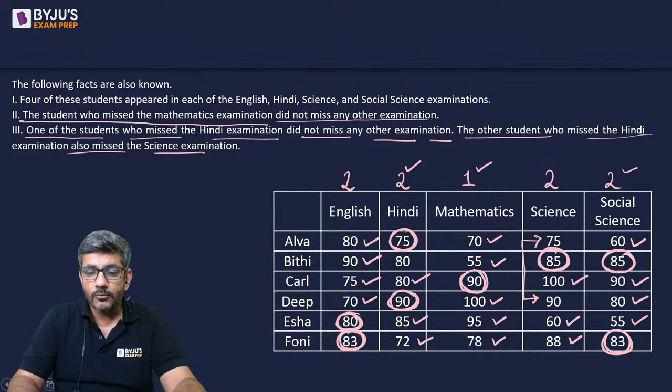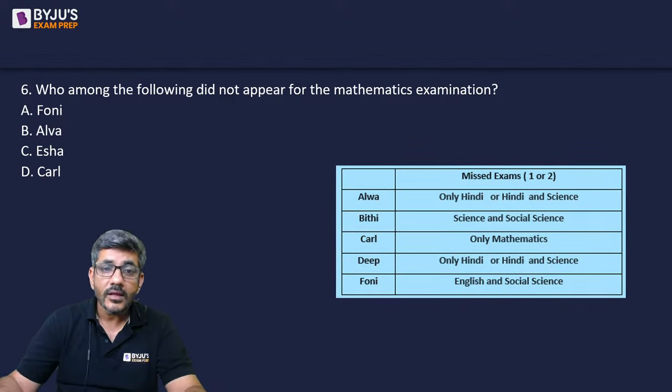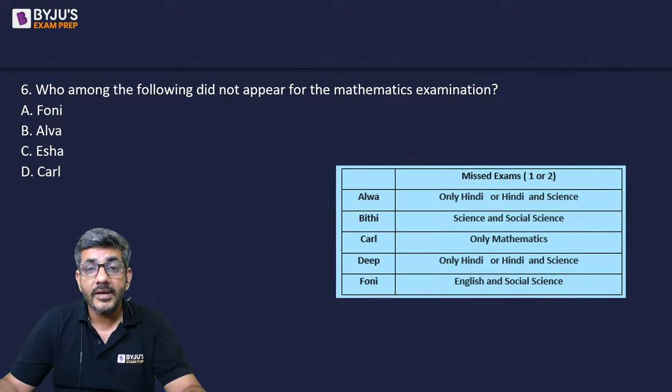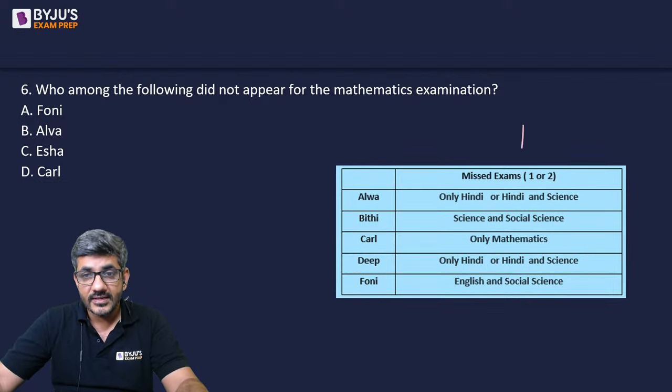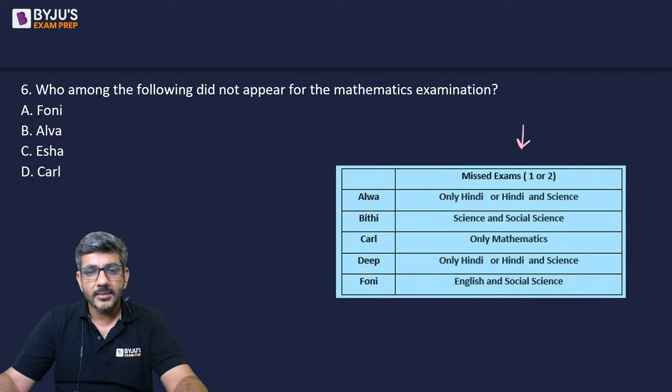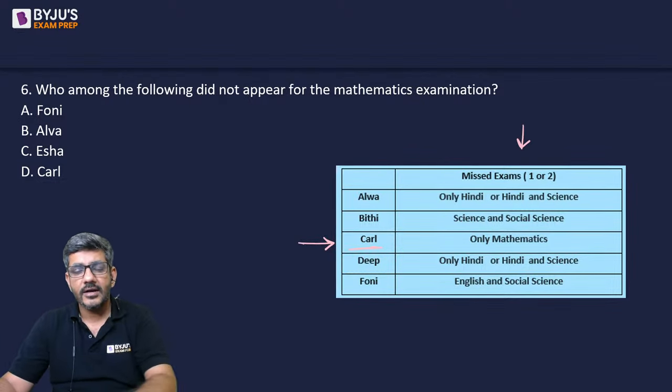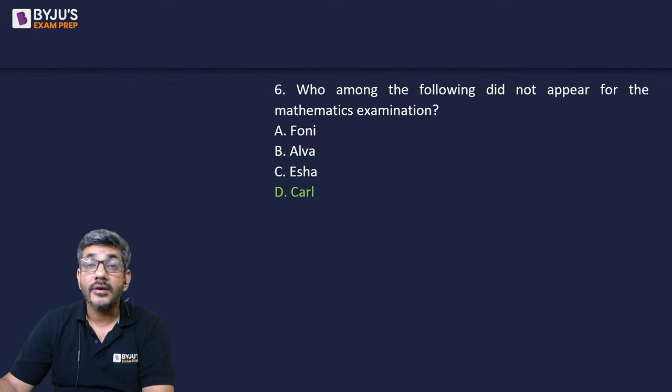ठीक है, अब क्वेश्चंस करना शुरू करते हैं. Which among the following did not appear for mathematics examination? I made the table here. Who did not appear for mathematics? The answer is Carl did not appear. My answer is option D.